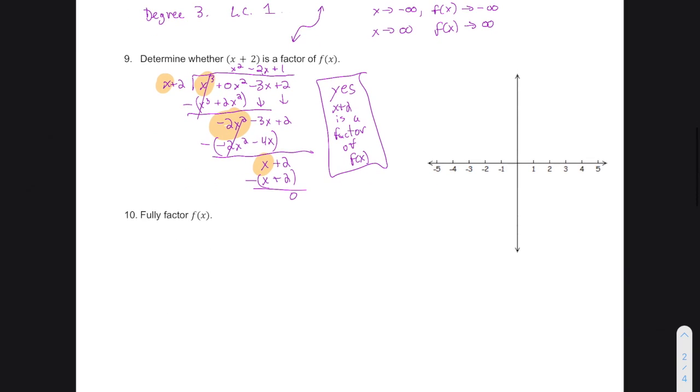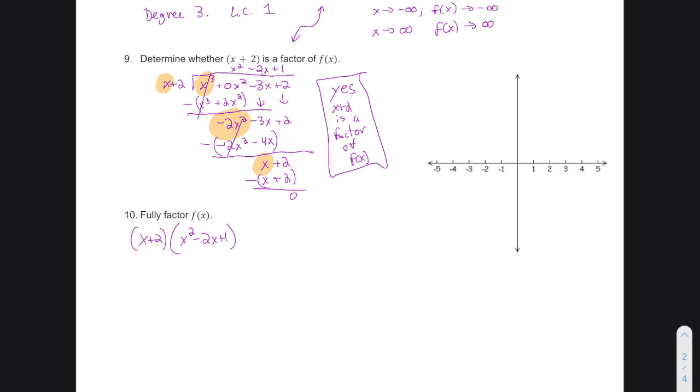Again, we can fully factor f of x, so it makes sense to use our divisor, x plus 2, multiplied by our quotient, x squared minus 2x plus 1, because these we know when multiplied are equivalent to x cubed minus 3x plus 2. That's our original polynomial f of x. This is just a factored form, so we're closer to being fully factored.